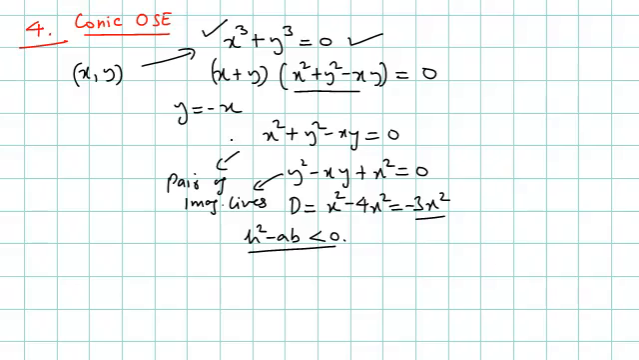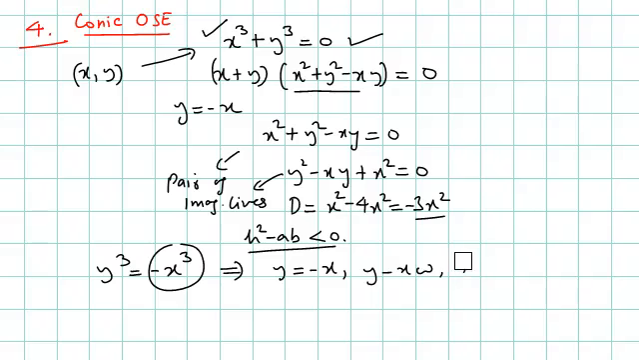So imaginary lines. Or I suggest in this question you can do it like this straight away: y cube equal to minus x cube, and you know the cube roots of minus x cube. You take the cube root of both sides. This is the real cube root, and another two are complex cube roots. y equals minus x is the real cube root, y equals minus x omega, y equals minus x omega square.